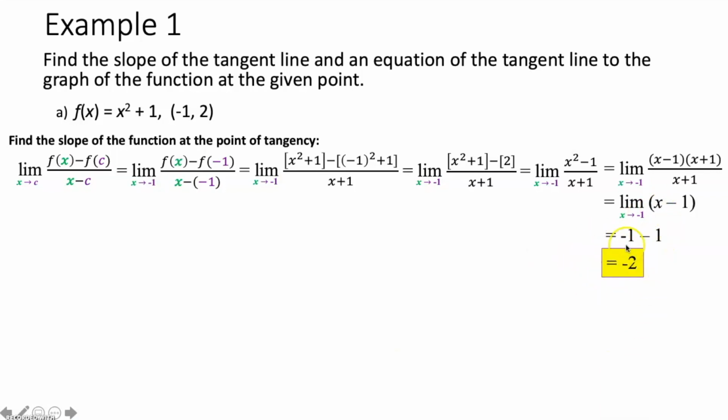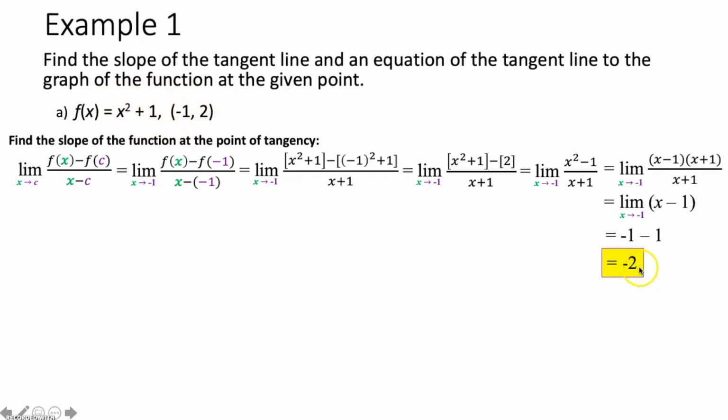So I have just found the slope of the tangent line to this function at this given point. I found the instantaneous rate of change of this function at this given point. I found the slope of this function at this given point. I found the derivative of this function at this given point.